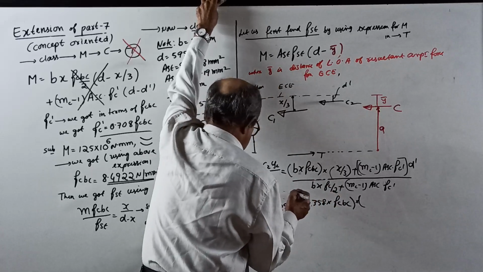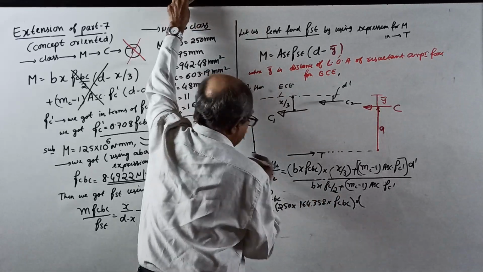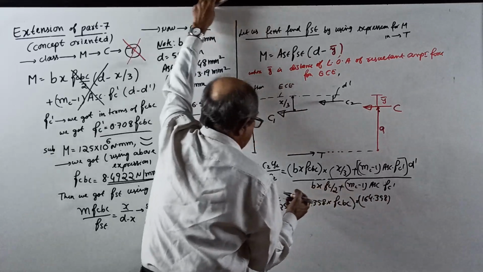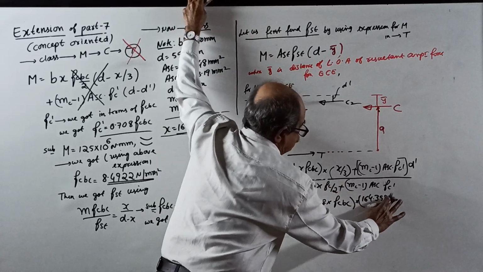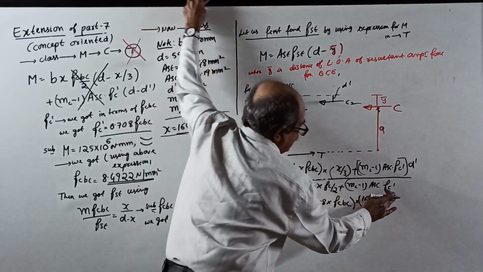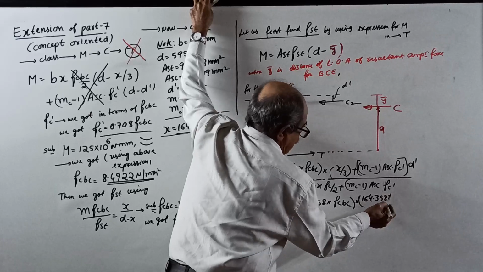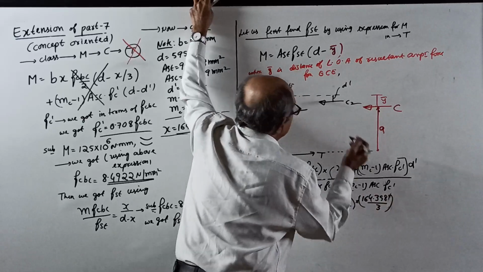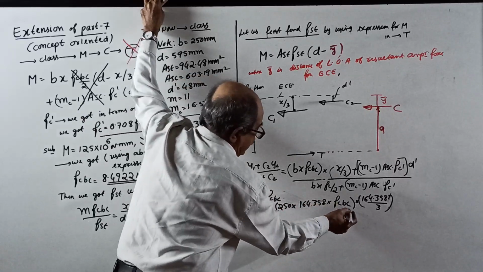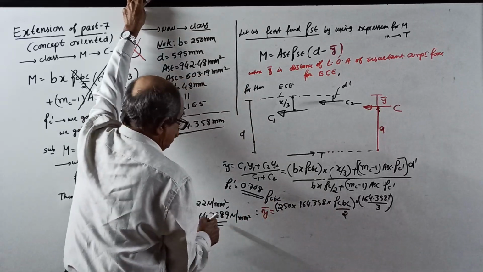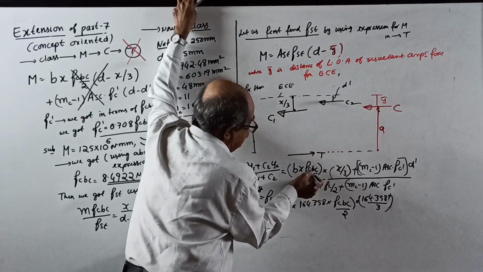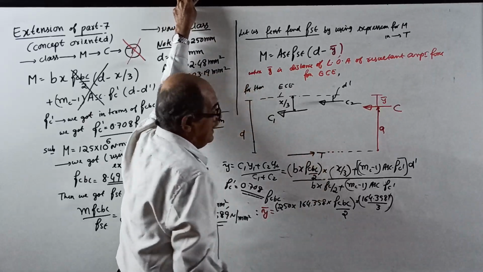164.358, that is x, into x by 3, 164.358 divided by 3, because the line of action of the force is at x by 3. Okay. Bx fcbc by 2, that is the force, into bxc. I forgot that 2 here. Otherwise, danger. Okay, I can make it out now.